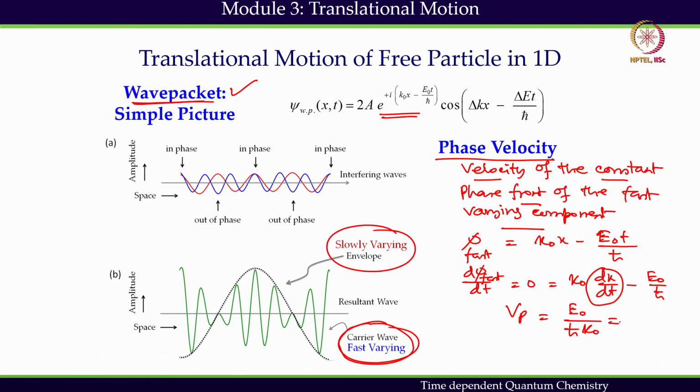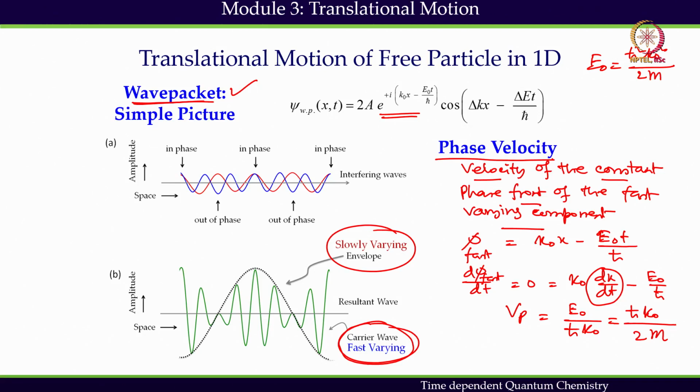And we know the expression for E naught. E naught is going to be h cut square k naught square divided by 2m. So I get the phase velocity to be h cut k naught divided by 2m. This is the phase velocity of the wave packet.